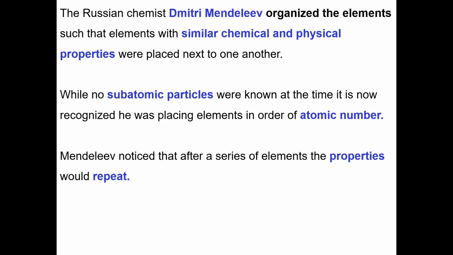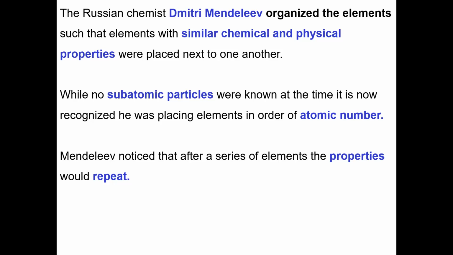Now, Mendeleev didn't realize, because he didn't know about the existence of subatomic particles, that what he was actually doing was organizing the elements in order of atomic number, that is, in order of increasing number of protons in the nucleus. But what Mendeleev noticed was that after a series of elements, the properties would repeat. So, for example, he would go along for a little while and he would find an unreactive gas. And then immediately following that unreactive gas, there would be a very reactive metal. Then you'd go along for a little while and you'd find another unreactive gas, followed by another very reactive metal.